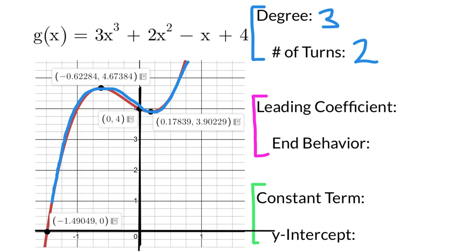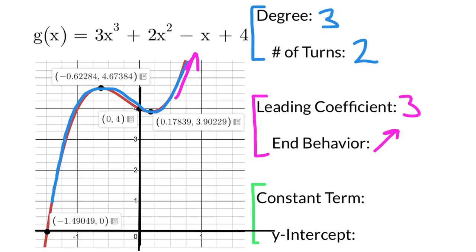When it comes to the leading coefficient, that's the number that's multiplied by that x to the third power. In this case, that's 3. And notice what happens on the right end. This time, when 3 is positive, it goes up.